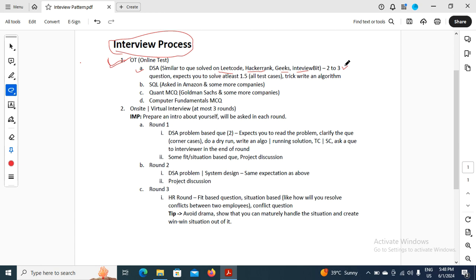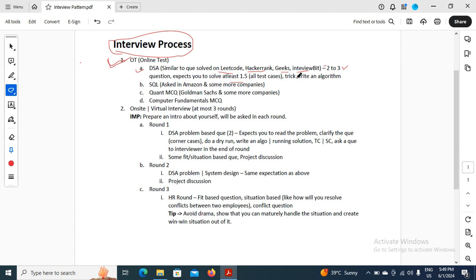Or if there are 2 questions, you are expected to solve at least one and a half. By one and a half I mean, every question comes with some test cases, so in at least one question you need to pass all the test cases, and in the other question, if you are able to pass, let's say, half of the test cases, then there are chances that you might get shortlisted, but it depends on the company.